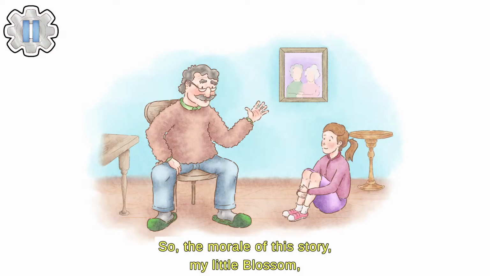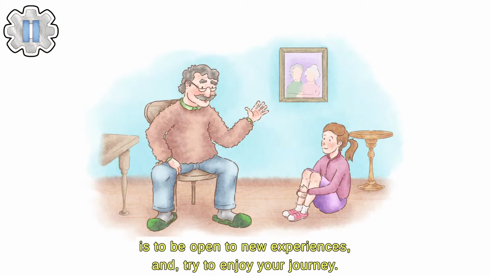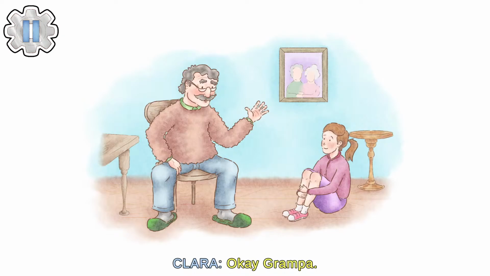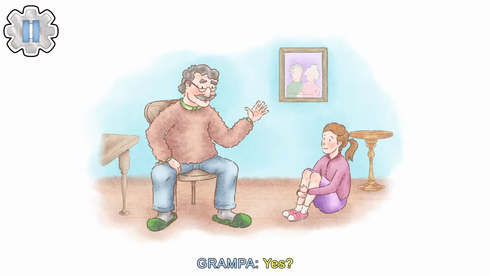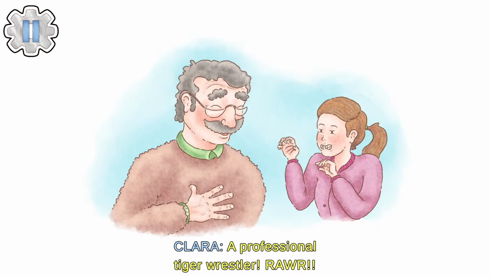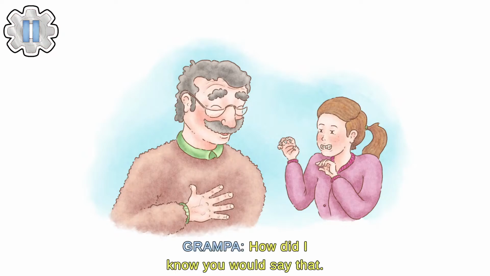So, the moral of this story, my little Blossom, is to be open to new experiences and try to enjoy your journey. Okay, Grandpa. Sitting on the ground in her grandfather's office, Clara holds her legs listening. Oh, I know what I'll be when I grow up. Yes? A professional tiger wrestler. Rawr. Clara holds her hands like claws and bares her teeth. How did I know you would say that?